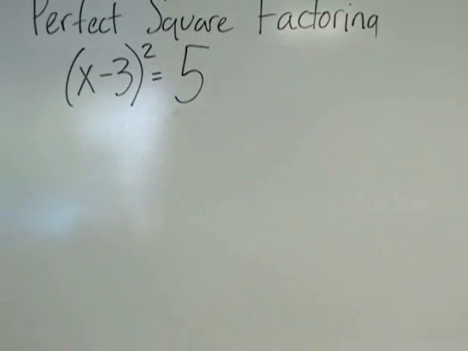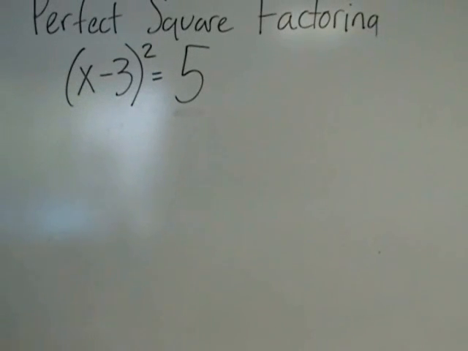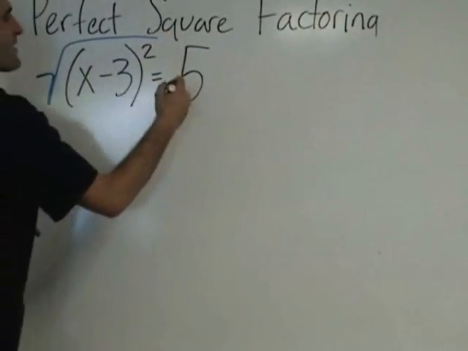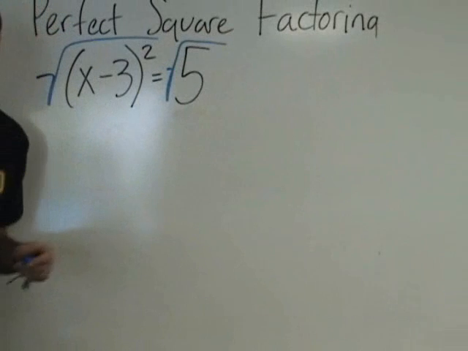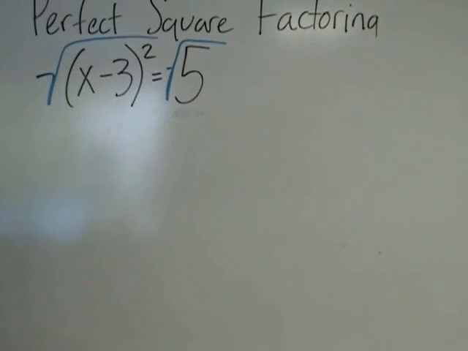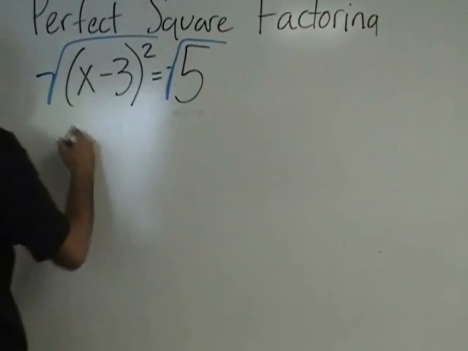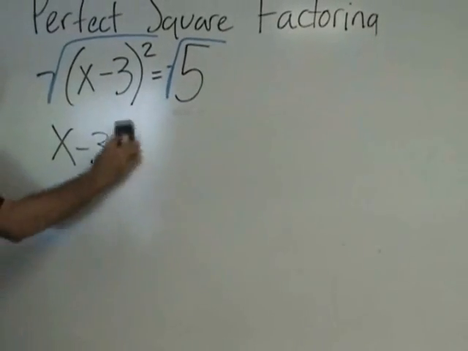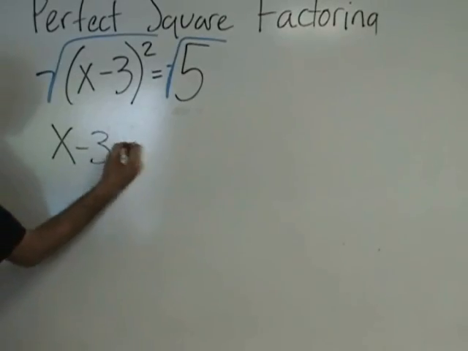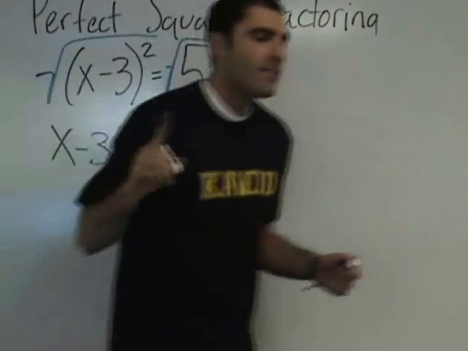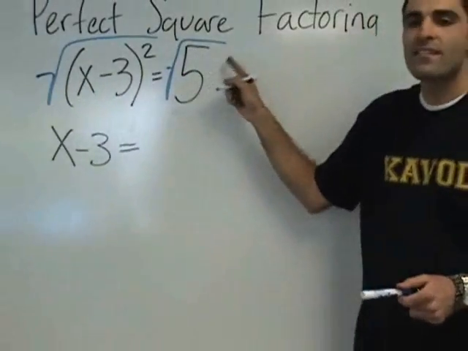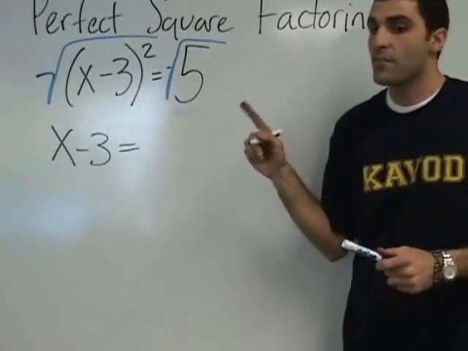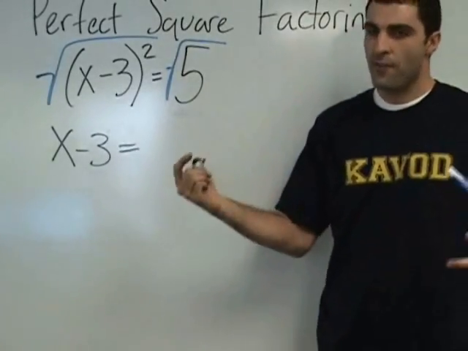We have a problem. Okay. What do you do to both sides? Square root it. Square root of 5. So what is the square root of 5? None other than the square root of 5. So, x minus 3 equals what? Plus or minus the square root of 5. So it's not 5, it's the square root of 5.